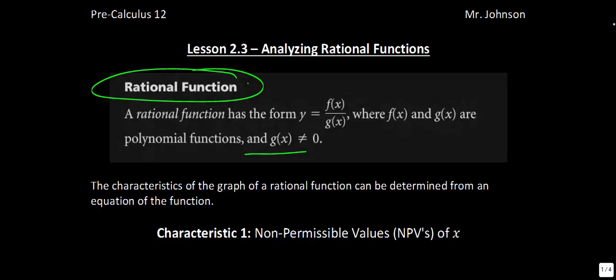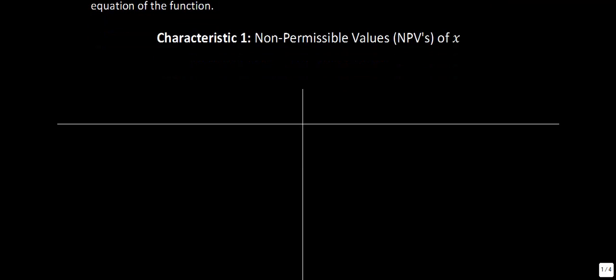In this lesson, I've broken it down into 3 characteristics that we're going to be looking at. And so we're not looking at specifically going and graphing these rational functions, but just finding out some information about them. One of the things that we're going to look at is how do we find those non-permissible values that I was just talking about. So let's take a look.